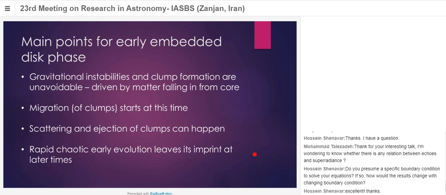There's significant torques in these disks, especially at early times. So here's some of the main takeaway points about the early evolution of disks. You can expect significant gravitational instabilities in the disk. The disk is still accreting matter from the surrounding collapsing core, and that drives gravitational instabilities, which lead to the clumps. The clumps quickly start migrating. They can actually fall all the way into the central object, but they can be scattered, ejected. Sometimes they can come into a stable orbit, which I will show. But it's a rather chaotic evolution in that early phase.